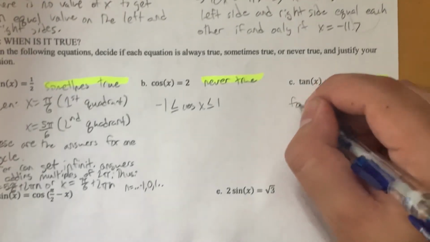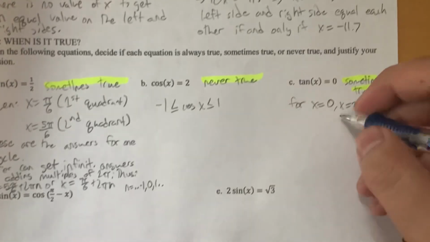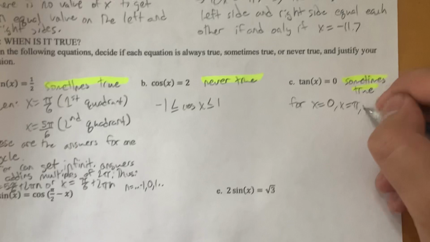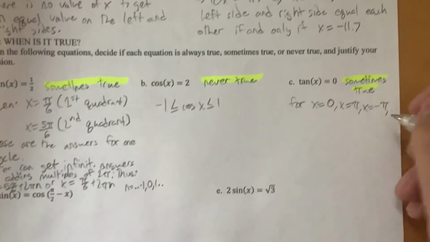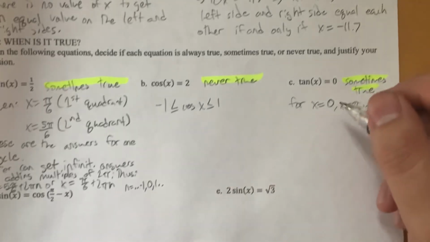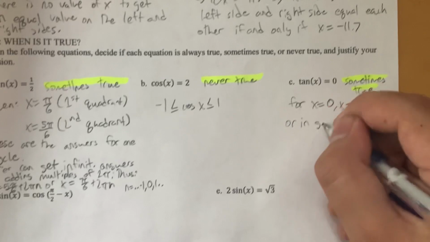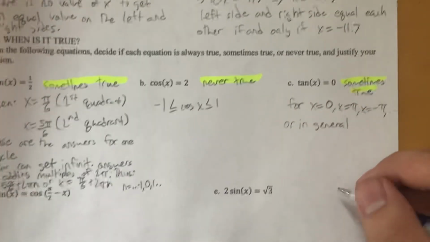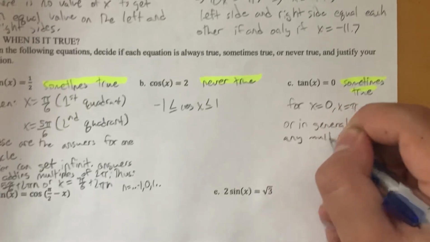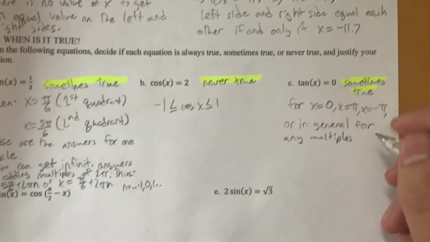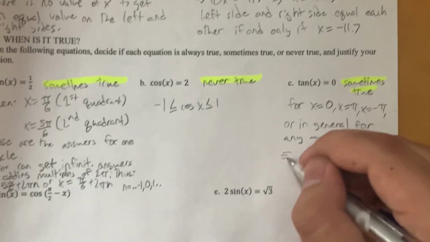So for x equals 0, x equals pi, x equals negative pi, and so on and so forth. Or we could say, in general, for any multiples of pi.